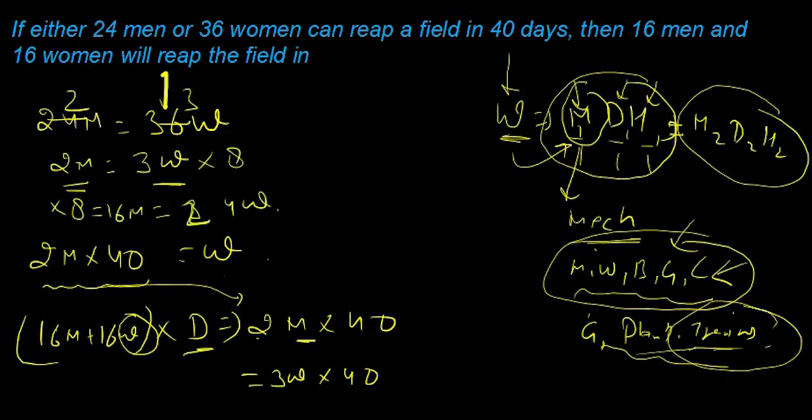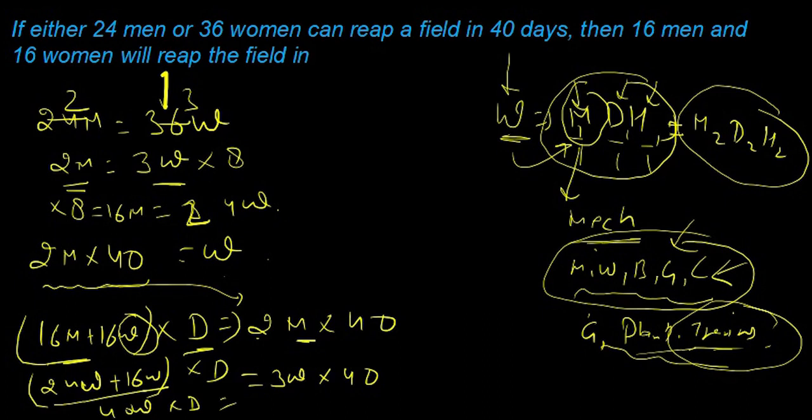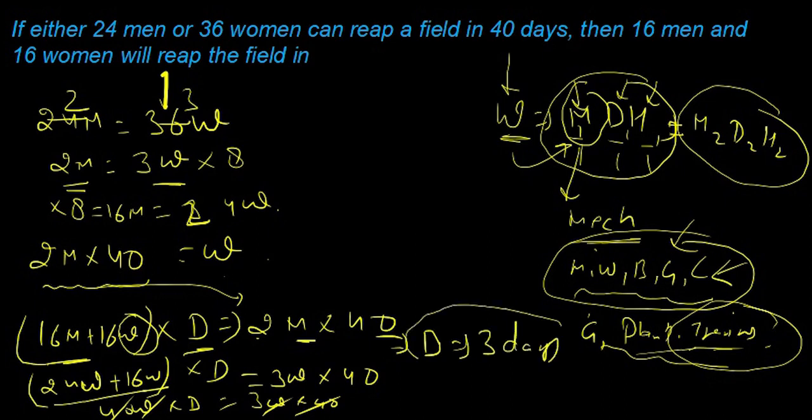So this is what? 24 women plus 16 women into D days. So how many women are there? 40 women into D days equals 3 women into 40. 40 and 40 you can cancel, W and W cancel. So what should be your answer? How many days are required to complete the work? 3 days are required to complete the work. So I think this is another easy question where you just equate the equation and you will get the answer.